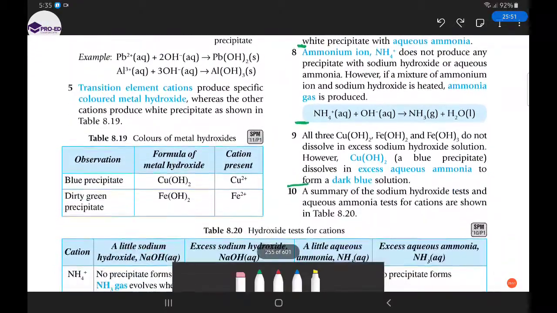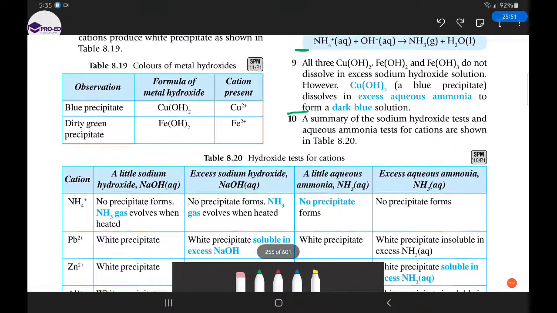Okay, so I've done number 8 with you. I've done number 9 with you, right? Okay, now guys, they're telling you whatever we learned from number 1 to number 9 has been summarized in a table for you. And that table is table 8.20.